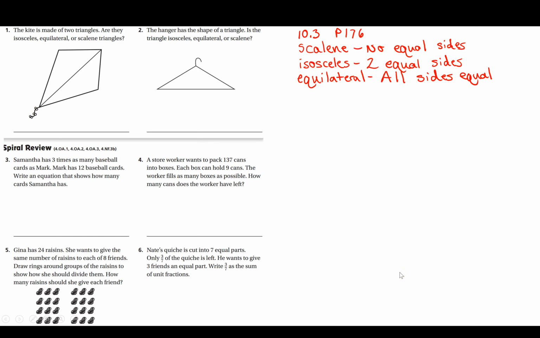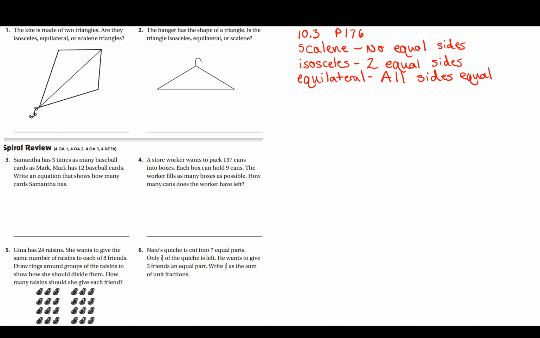All right, welcome back. We are on 10.3 still. Now we're on the backside, P176. And just a reminder, scalene triangles have no equal sides. Isosceles triangles, 2 equal sides, and equilateral triangles, all the sides are equal.